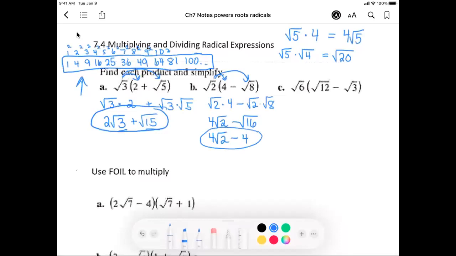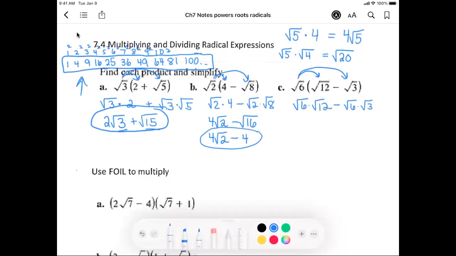Okay, and then one more left to go. So letter C, we're going to use the distributive property and we're going to multiply the square root of 6 times the square root of 12 first. So when I do that, I can multiply the 6 and the 12 in this case because they're both in the symbols. And then I'm also going to multiply the square root of 6 times the square root of 3. And I'm going to hold this together with a minus sign.